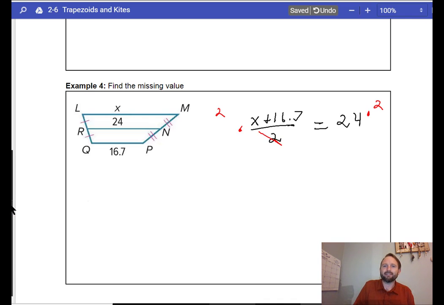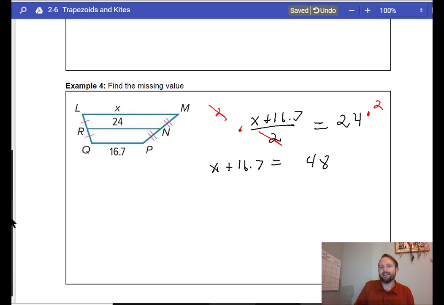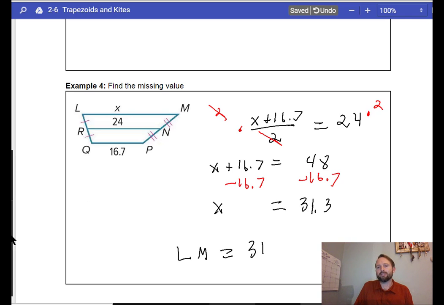When we do that, we get x plus 16.7 is equal to 48. Now we just have to subtract 16.7 on both sides using the subtraction property of equality, and we get x is equal to 31.3. So LM, or x, is equal to 31.3 units. All right, let's go on to the next example.